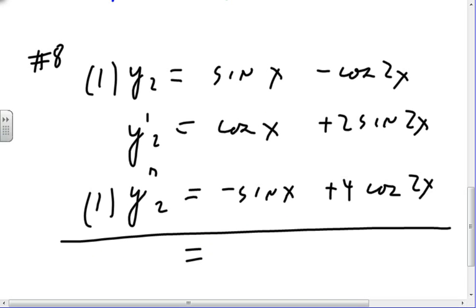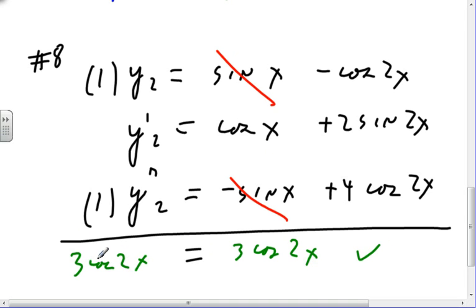And the sine goes away, and I have 3 cosine 2x, which checks because I'm supposed to have a 3 cosine 2x. Okay, good enough? Am I going fast enough? Okay, we do continue.